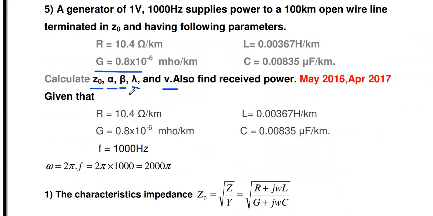So you note down the given data first. R is 10.4 ohm per kilometer. L is 0.00367 Henry per kilometer. G is 0.8 into 10 to the power minus 6. C is this microfarad per kilometer. And operating frequency 100 hertz. And the generator of 1 volt means the sending end voltage is 1 volt. And the distance is 100 kilometer open wire line.